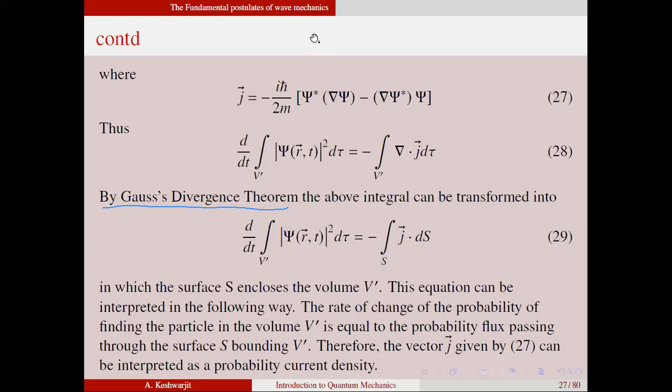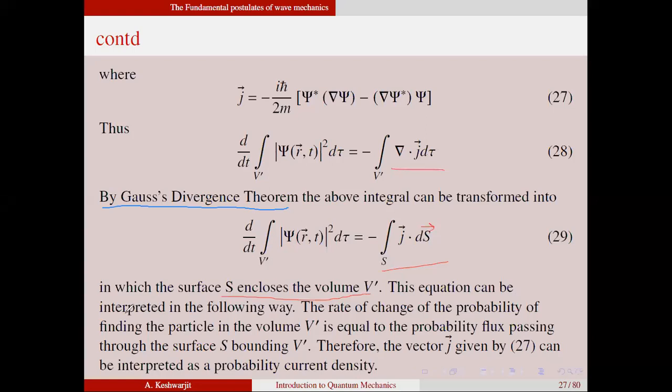And here this ds should be a vector. Ds is a vector. So this expression is equal to this expression. That is the Gauss divergence theorem, where the surface S encloses the volume V prime.